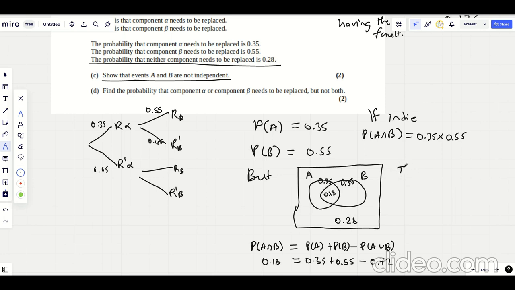These are not independent, yeah? As P of A and B equals 0.18 and P of A times P of B equals 0.35 times 0.55, which isn't 0.18. Let's find out what it is.